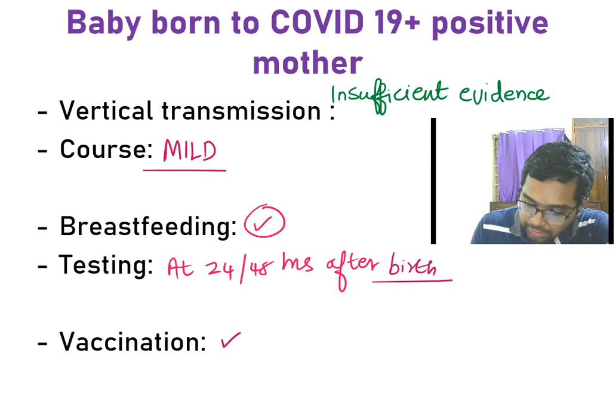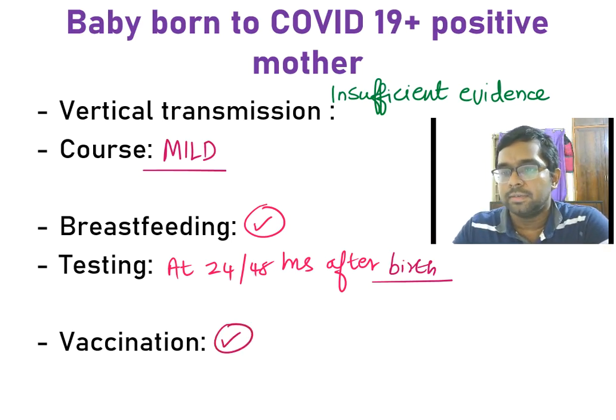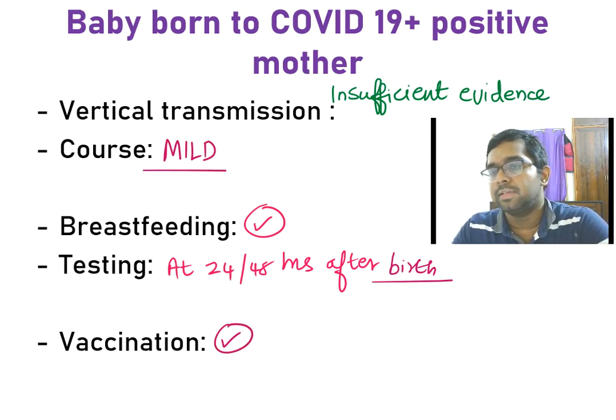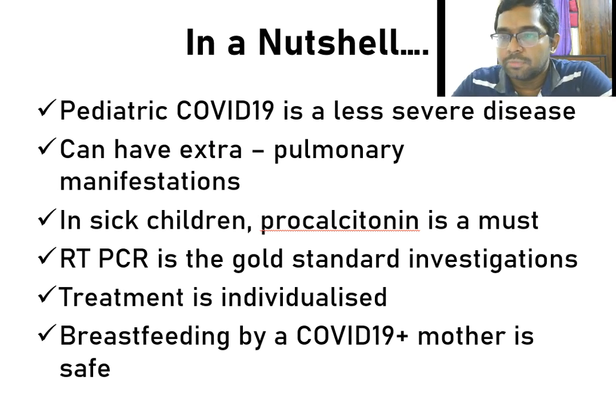Vaccination: routine vaccination should be given to the baby. There is no reason that because of COVID-19 you should withhold the vaccination. The birth dose of BCG vaccine has to be given, hepatitis B, all those things have to be given to the baby. Birth dose vaccines have to be given to the baby. Right, so we have almost come to the end of the discussion.